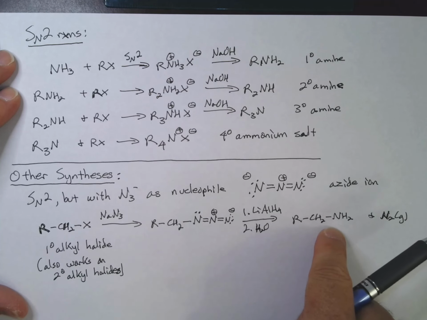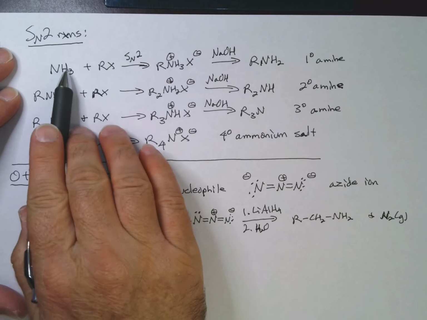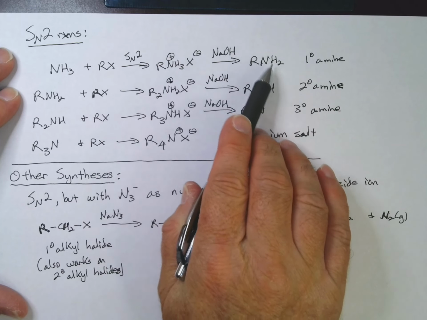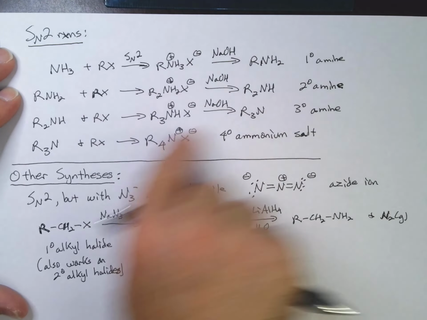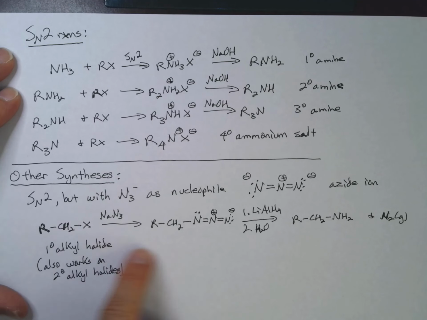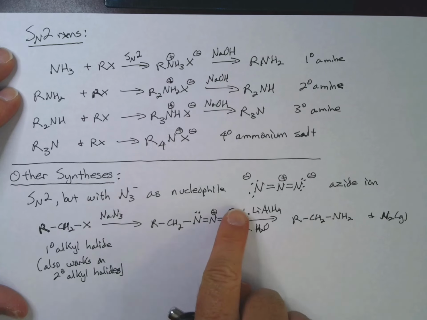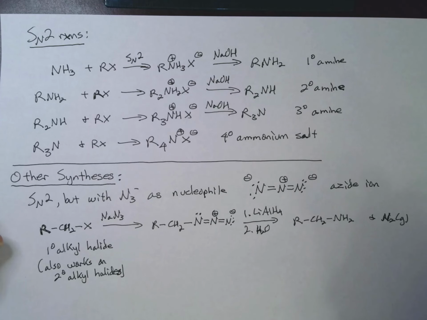So it's not like this case where as we start making the primary amine, some of it could react with more alkyl halide. This is all in one pot together. Here, we've got this step and then a second step. So it's a better way.